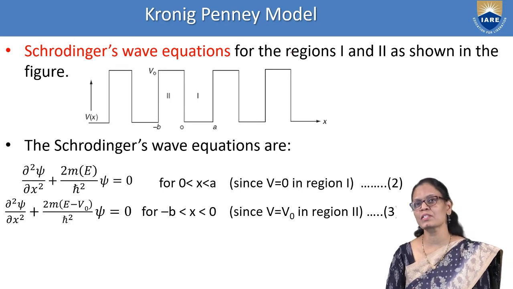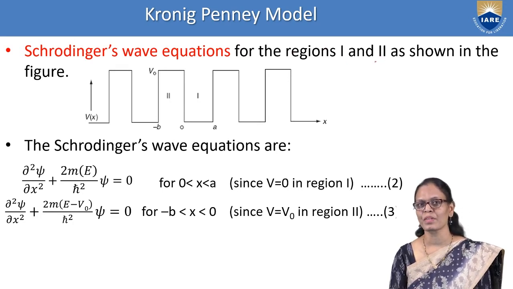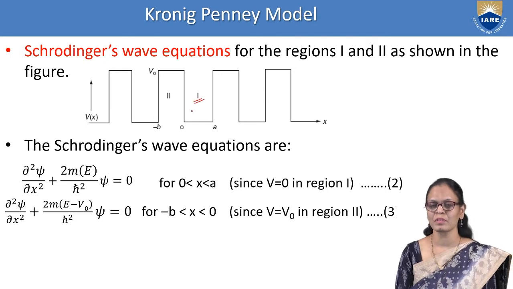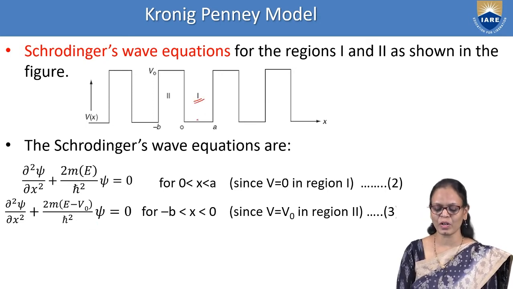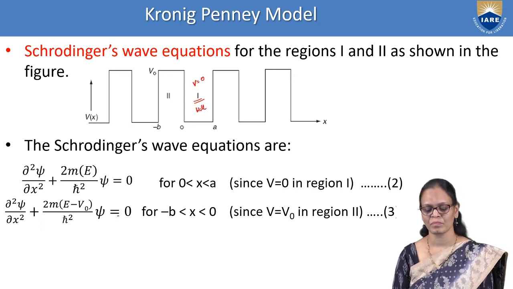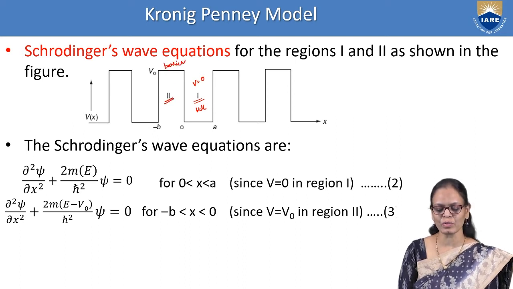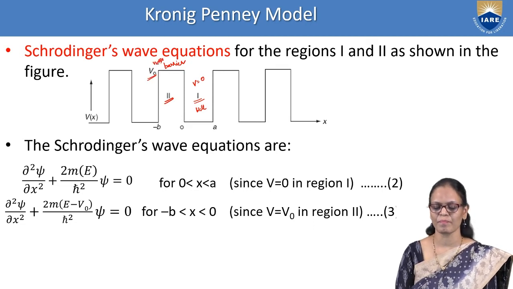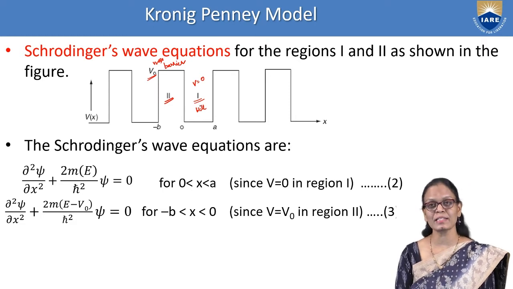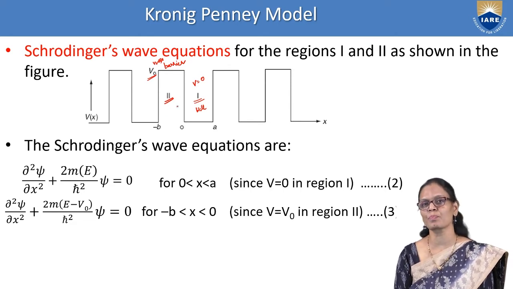Now the Schrödinger wave equations for regions 1 and 2. Okay, so what is region 1? This is region 1, which we call the well, where the potential is 0. And this we call the barrier, which is region 2, where the potential is maximum, V naught. So the regions are 1 and 2, well and barrier. So how do we put these conditions into the Schrödinger wave equation?